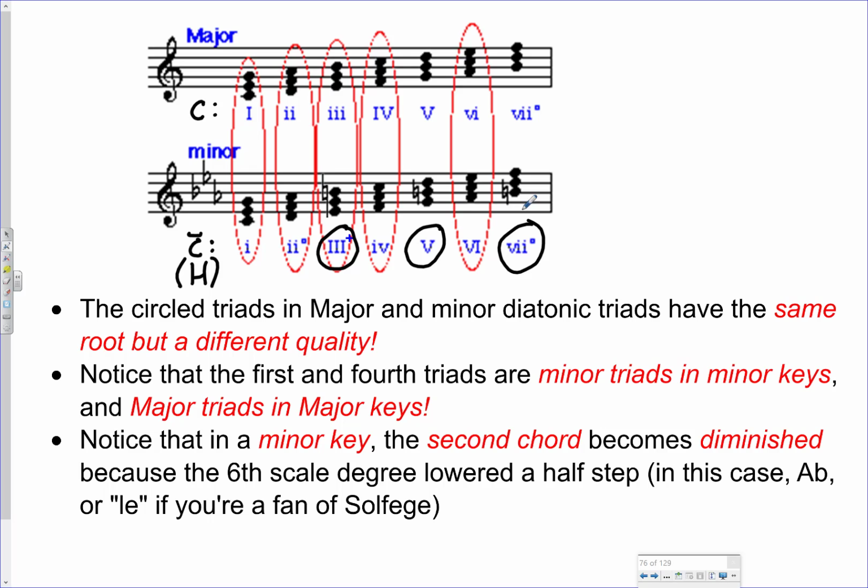Notice that the 1st and 4th triads are minor triads in minor keys. Also notice that the 1st and 4th triads are major triads in major keys. Notice that in a minor key, the 2nd chord becomes diminished because the 6th scale degree is lowered a half step, in this case, the A flat, or 'le' if you're a fan of solfege.